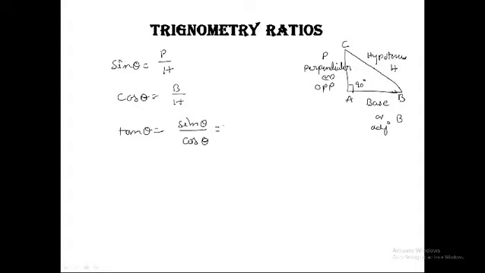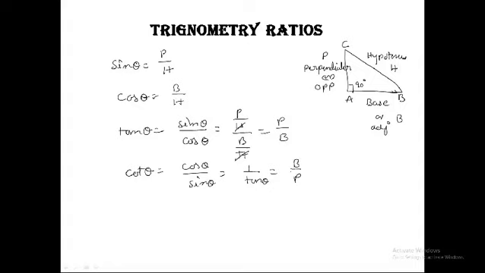So tan will be sine by cos. So perpendicular by hypotenuse and base by hypotenuse. This hypotenuse gets cancelled, and perpendicular by base side will be the tan theta ratio. And cot theta will be cos theta by sine theta, or you can also call it 1 by tan theta. So that will be the reverse of this, base by perpendicular.